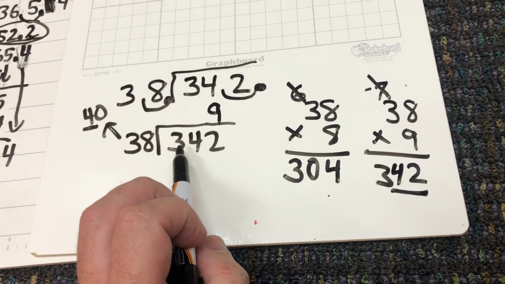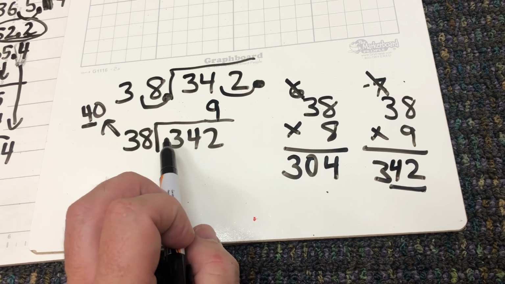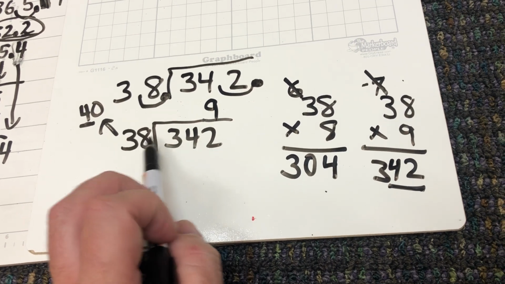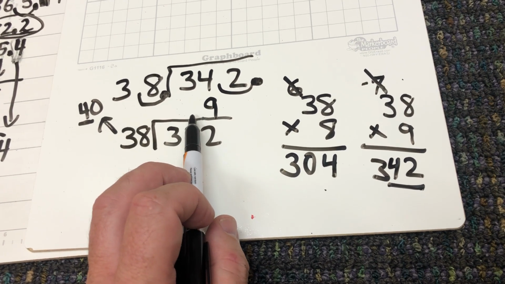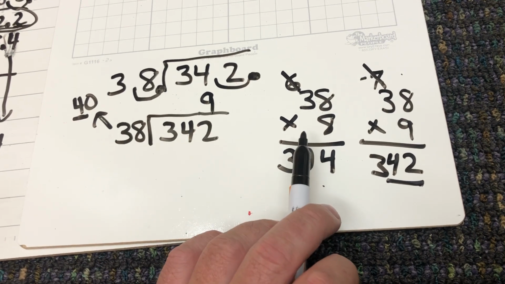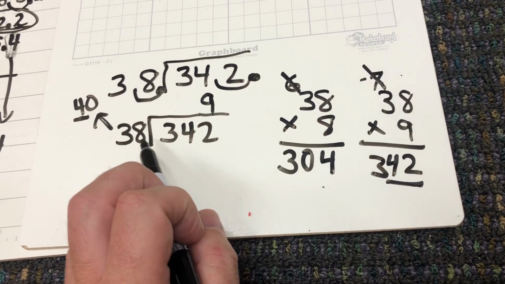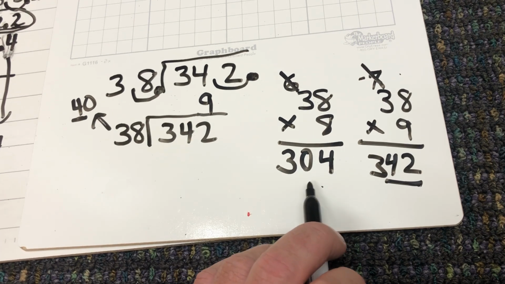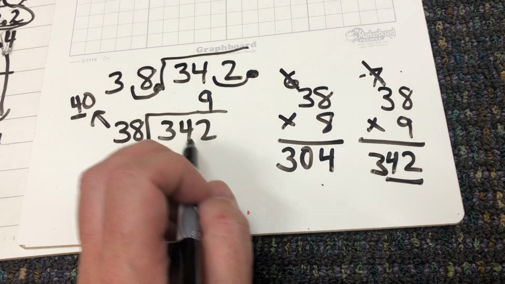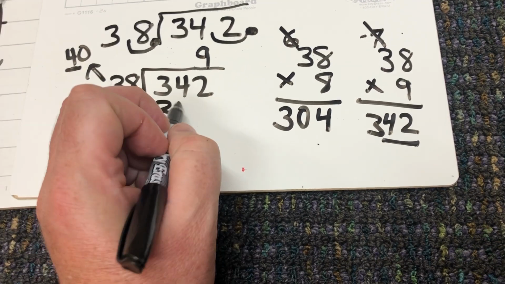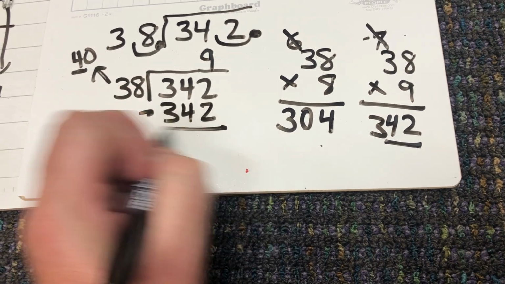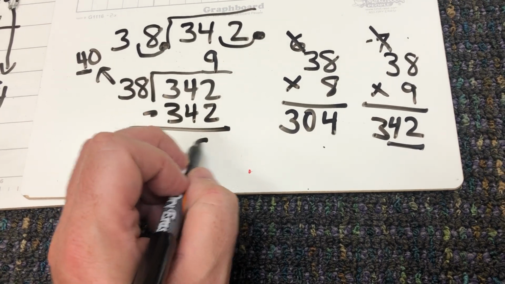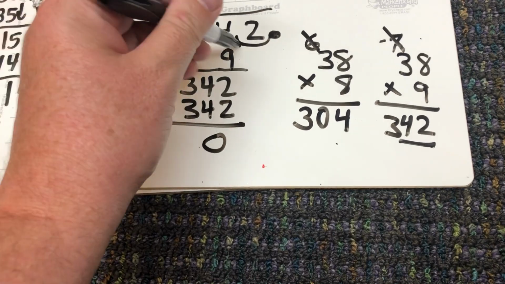Of course, I don't put it over the 3 because it's not going into 3 9 times. I don't put it over the 4 because it's not going into 34 9 times. It's going into 342 9 times. 38 times 9, 342. 342 minus 342 is 0. My final answer is 9.